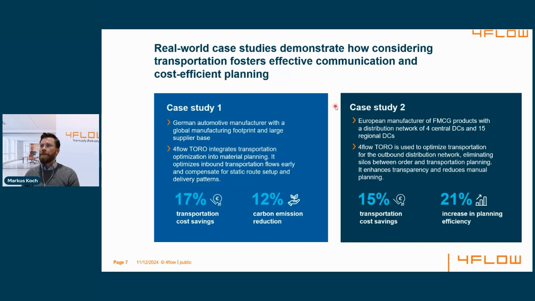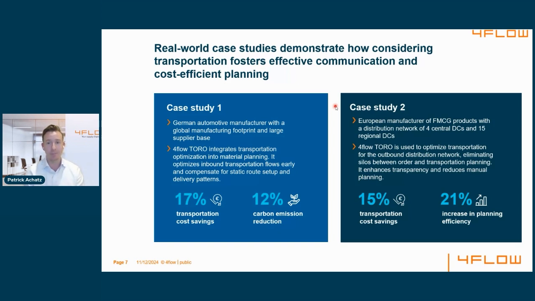Patrick, would you go on to explain the second case study? Okay, sure. Let's take a look at case study number 2, which involves a European manufacturer in the FMCG sector. This company has a complex distribution network consisting of 4 central distribution centers and 15 regional distribution centers. 4Flow Toro was implemented to optimize transportation across this outbound network, specifically aiming to break down silos between order and transportation planning. By enhancing transparency and reducing manual work, Toro allowed for a more streamlined, cohesive planning process.